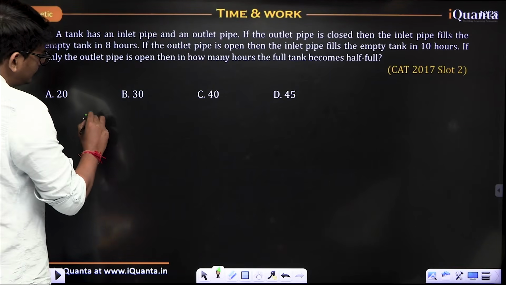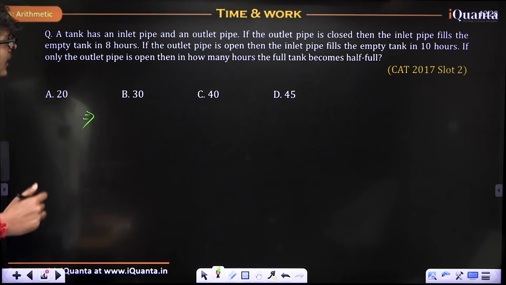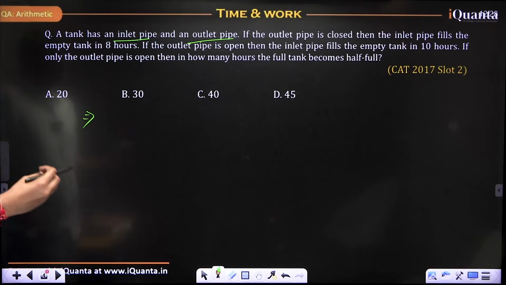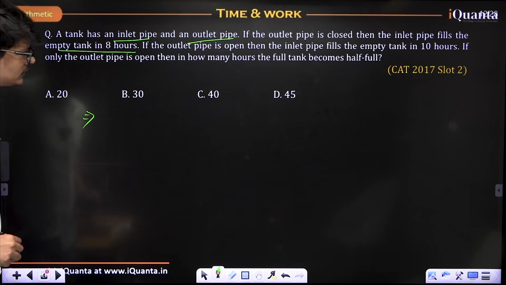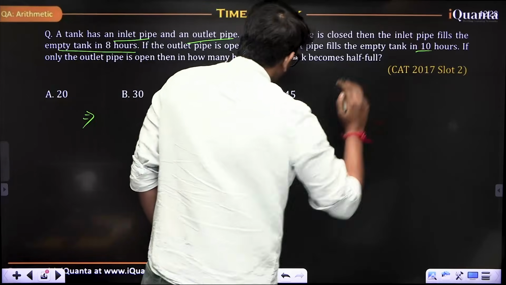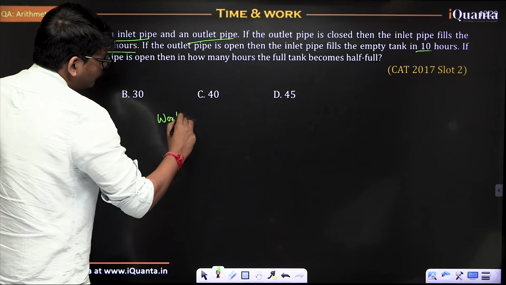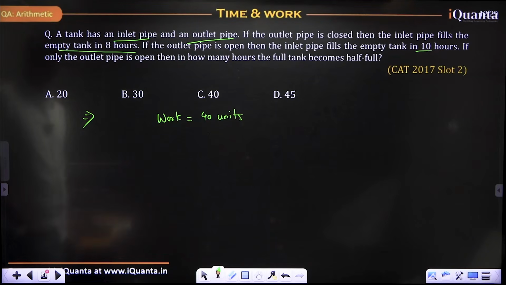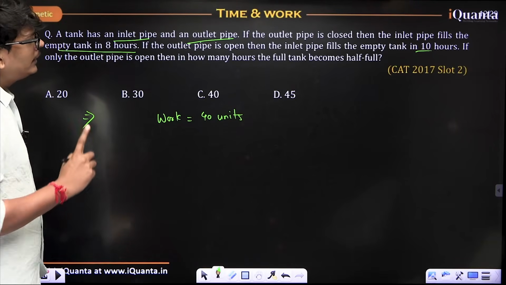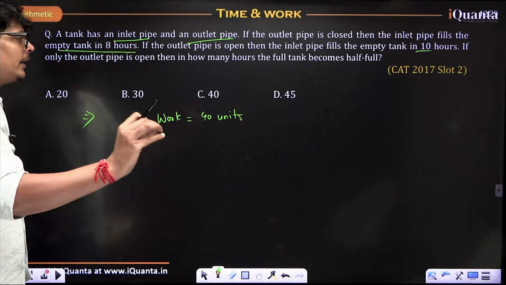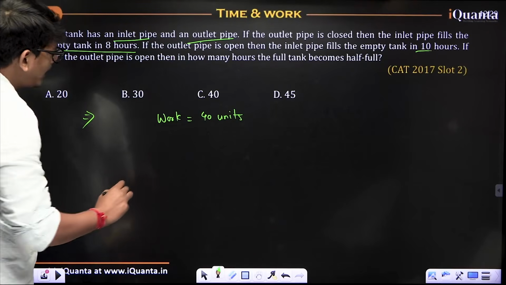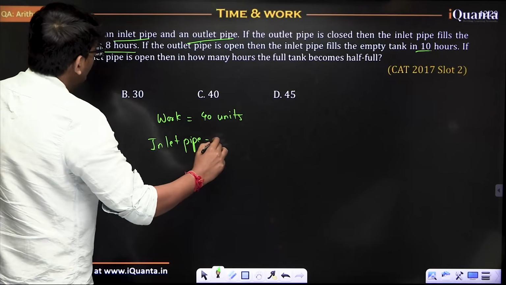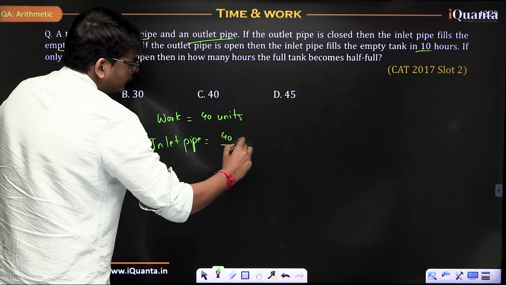Next, a tank has an inlet pipe and an outlet pipe. If the outlet pipe is closed, the inlet pipe fills the empty tank in 8 hours and 10 hours. The first thing which comes to my mind, total work 40 units, again the LCM of 8 and 10. Now use this information. If the outlet pipe is closed, that means only the inlet pipe is working, and the inlet pipe's efficiency will be 40 by 8, 5 units.